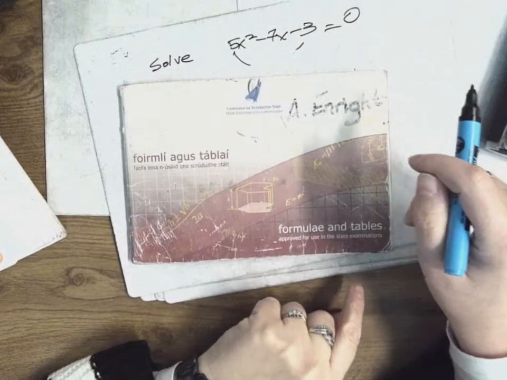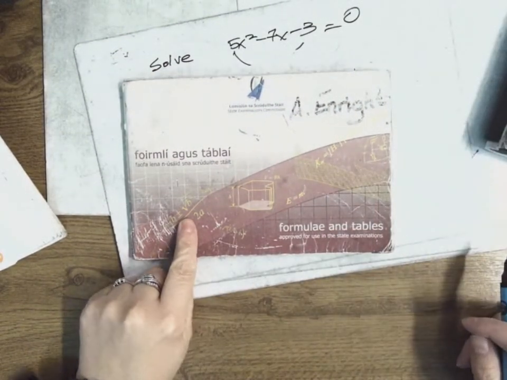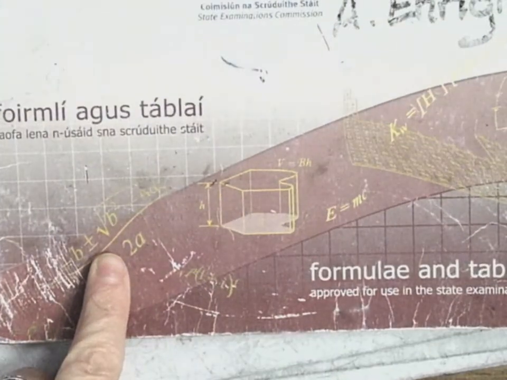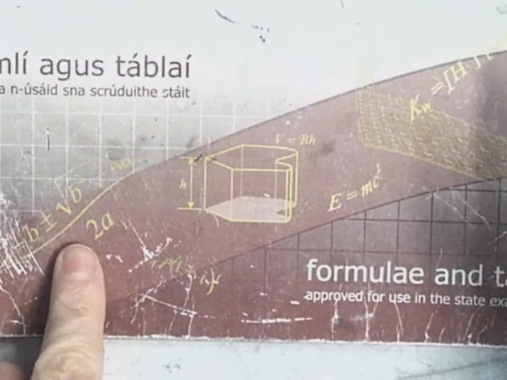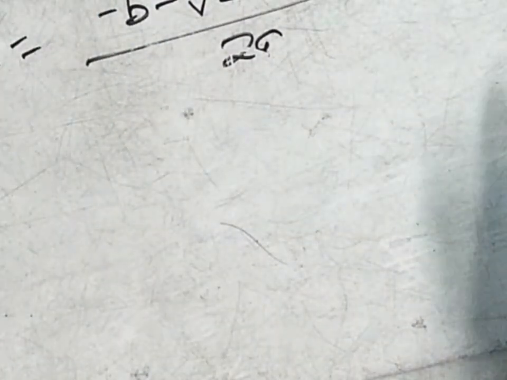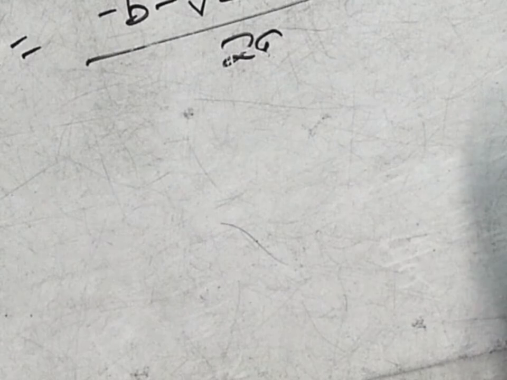Do you have to open the log tables? No, because it's written on the front cover. It's right there. So you don't even have to open the log tables because it's right there. Look at it. So you don't have to learn that formula. It's in the log tables and you're entitled to one of these all the time.